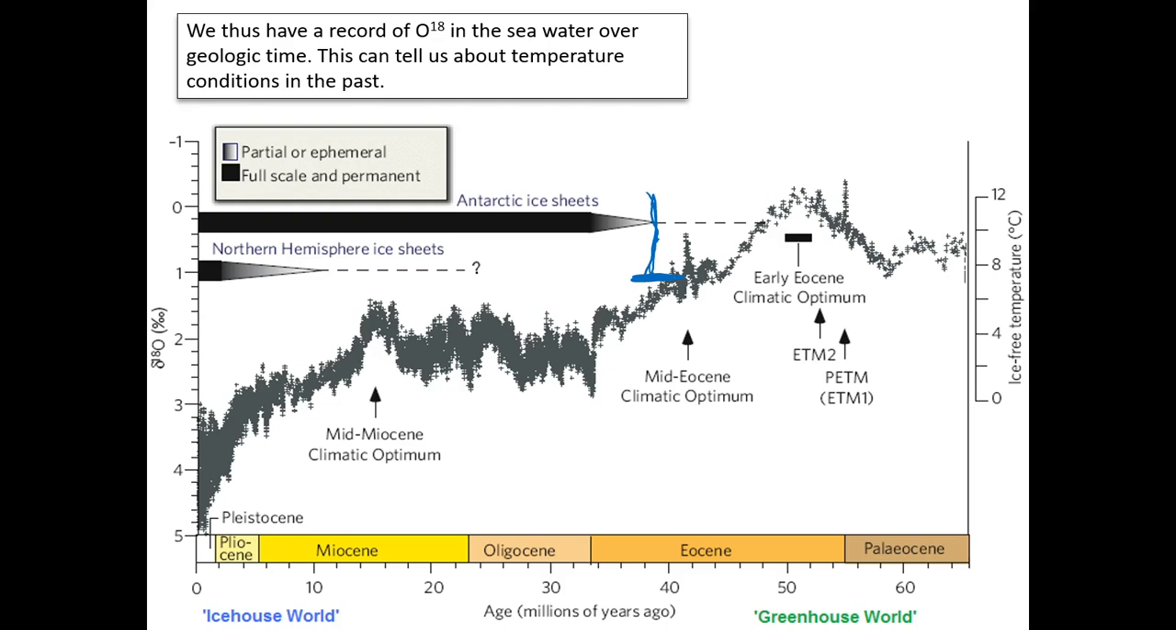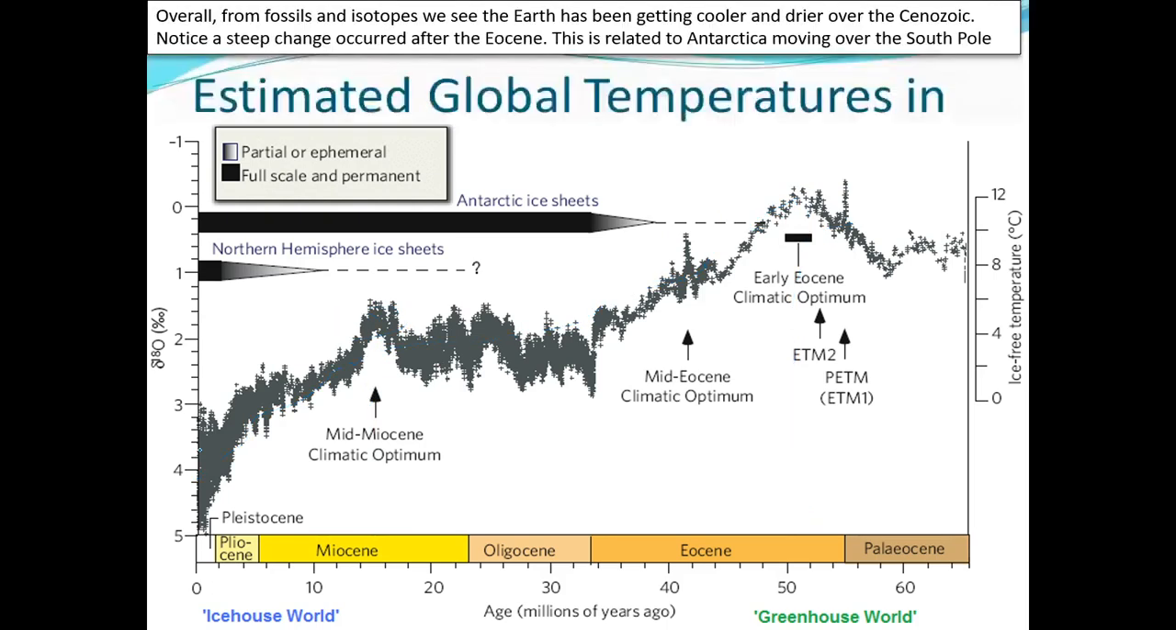But anyway, there's definitely melting there because global temperatures are rising here and there. But what's the point I wanted to make? We had an optimum, a maximum here during the Eocene, and we had another one here during the Miocene. But you'll notice that temperatures, basically since the Eocene, have been getting cooler and cooler and drier as well. So that's been the trend.